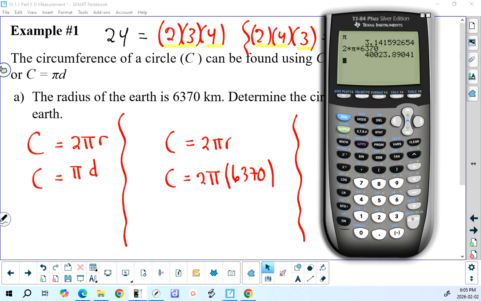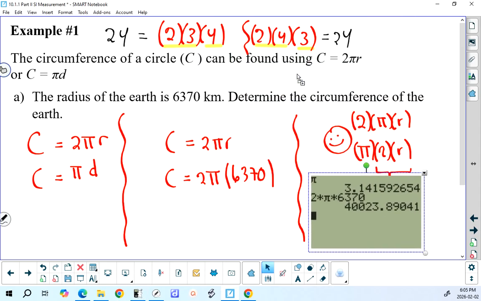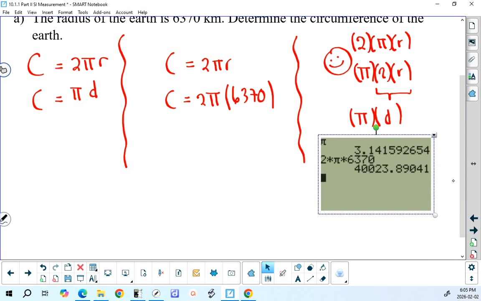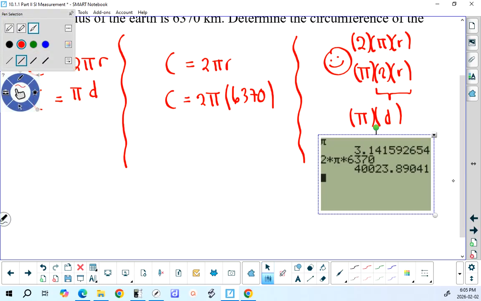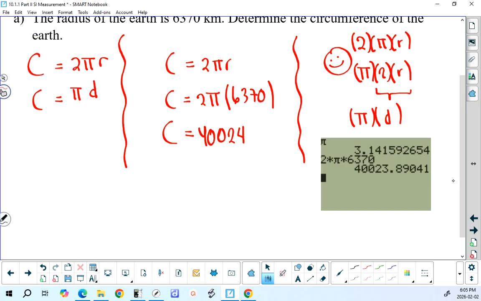The circumference of the Earth is approximately 40,023 kilometers. Well, we'll round it to 40,024 kilometers. And as I said, this question is very simple. It's like taking candy from a baby. All you're doing is putting the numbers into the formula.